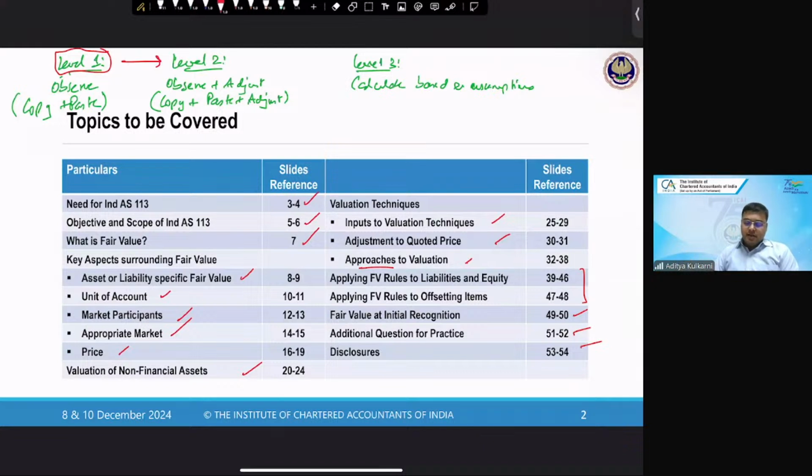The second exception is where there is a level 2 input. You have an observable input plus adjustments. So ideally it should be level 2, but the adjustments are so significant in nature that I cannot really put it as a level 2 adjustment. It has to go to level 3. So though I'm observing and adjusting, if the adjustments are significant, it becomes a level 3 input despite the process being level 2. And level 3 is of course your DCF and all of that put together. So that is how it is.